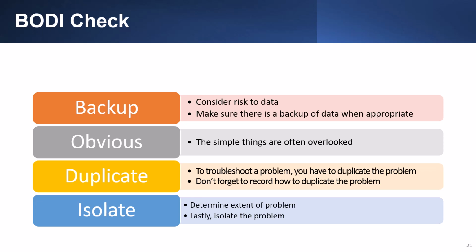The other three parts of the body check were already discussed with the CompTIA troubleshooting steps. Make sure you check the obvious, because obvious is the simple things that are often overlooked. To troubleshoot a problem, you have to duplicate the problem and confirm that the problem actually exists. Lastly, you need to isolate the problem, including determining the extent of the problem.